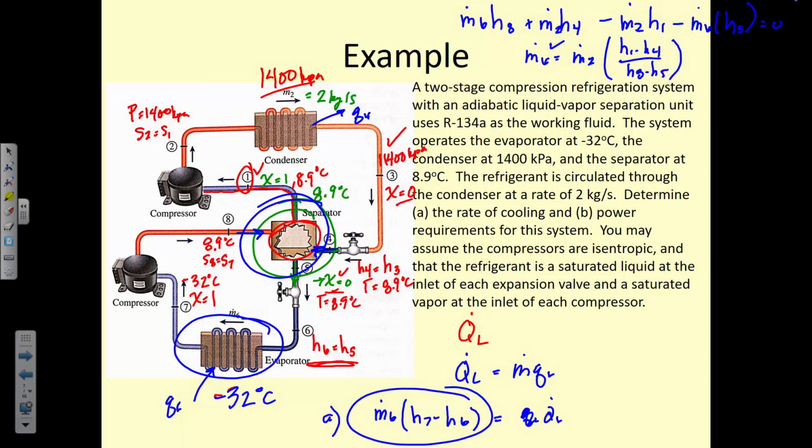For part B, the power requirements for the system, we need to find out how much power goes into each compressor. So W dot net is going to be equal to the power of compressor 1 plus the power of compressor 2. So it's M6 times H8 minus H7 plus M2 times H2 minus H1.